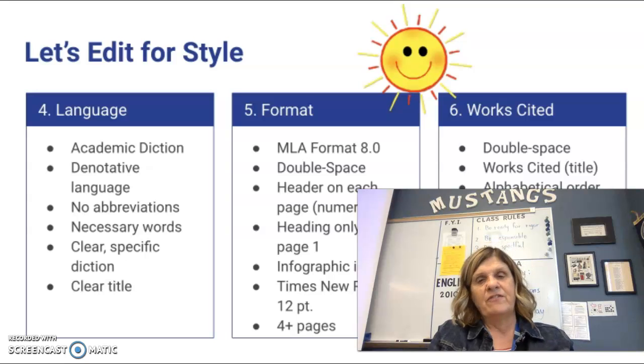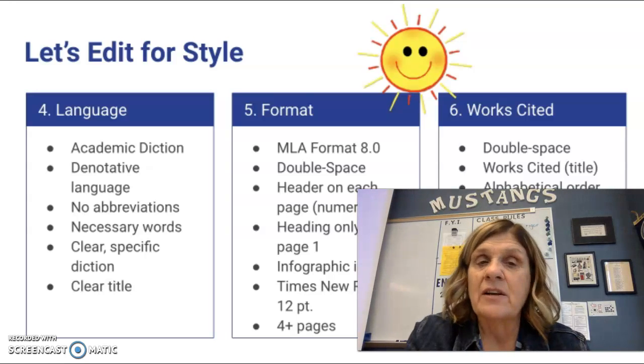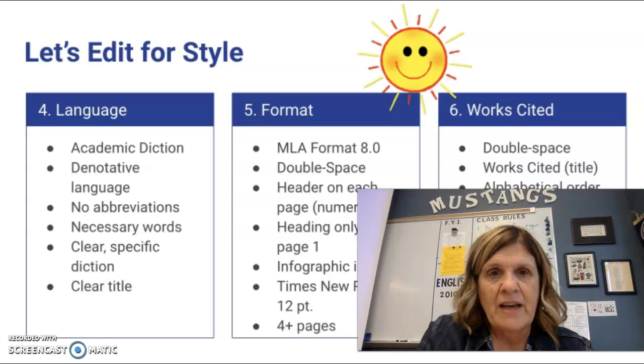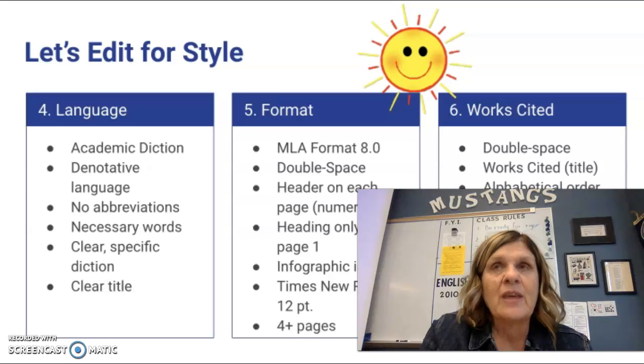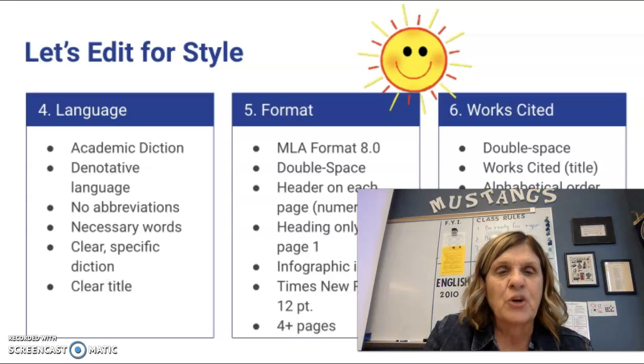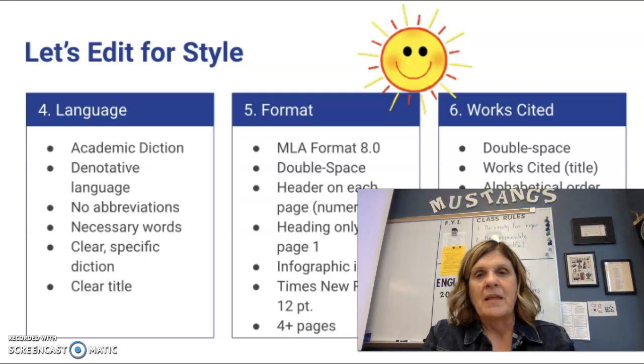In these next 4, number 4 is dealing with the language or word level. And so I want you to go back and just look at the language. Any word that is not concise, get rid of it. You shouldn't say words like good. Everything should be clear and understandable for your college reader.